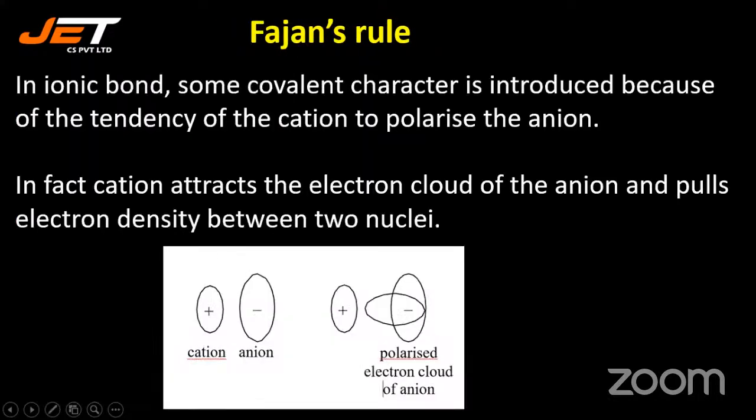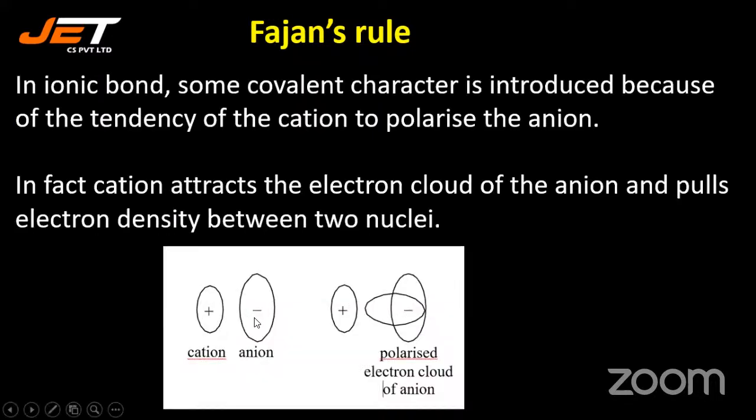Okay. So see, in an ionic bond, some covalent character is introduced because of the tendency of the cation to polarize the anion. In fact, the cation attracts the electron cloud of the anion and pulls the electron density between the two nuclei. You know what a cation and what an anion is? Now someone explain to me, why have I drawn this cation smaller and this anion larger? Do you know?